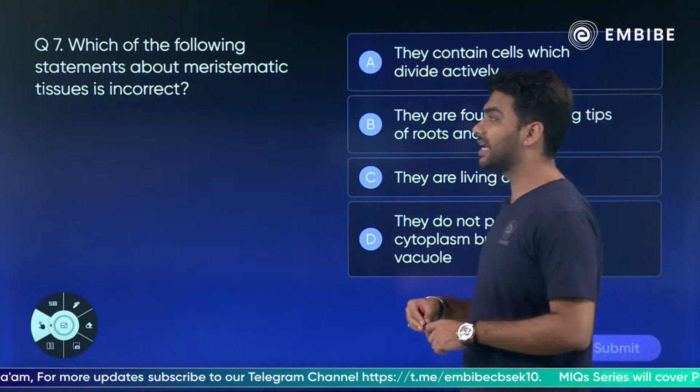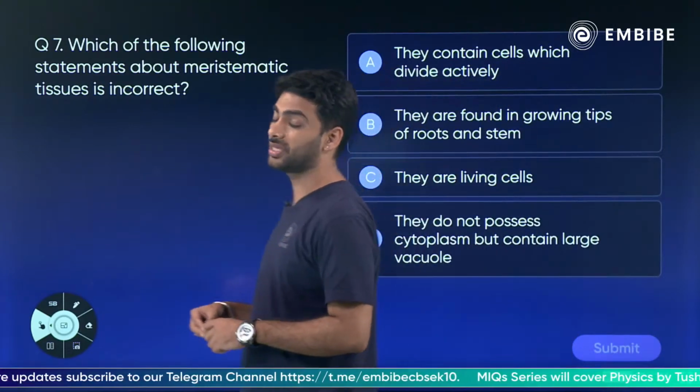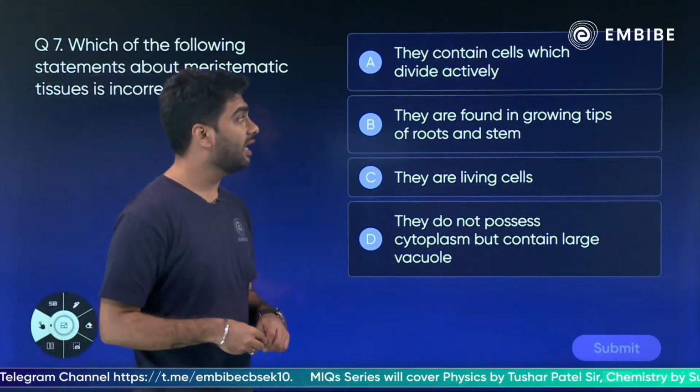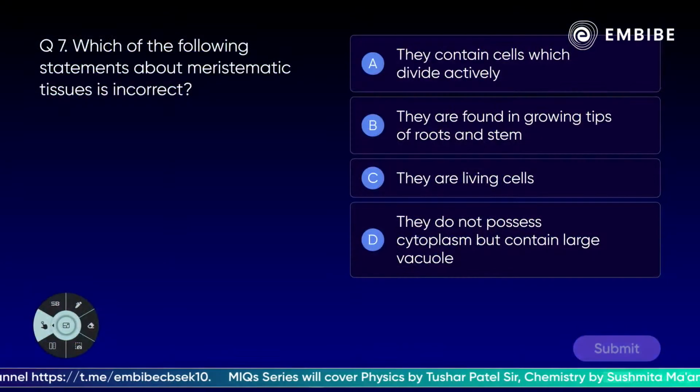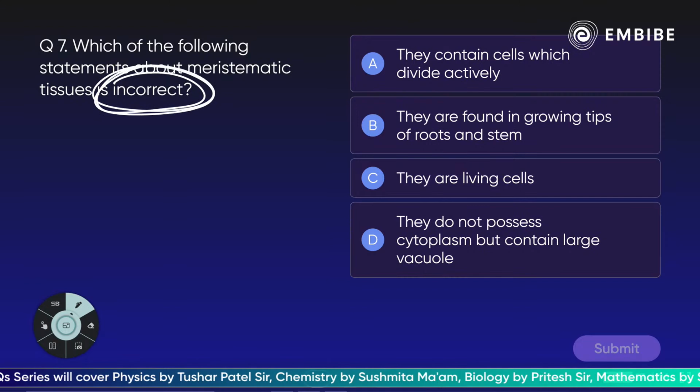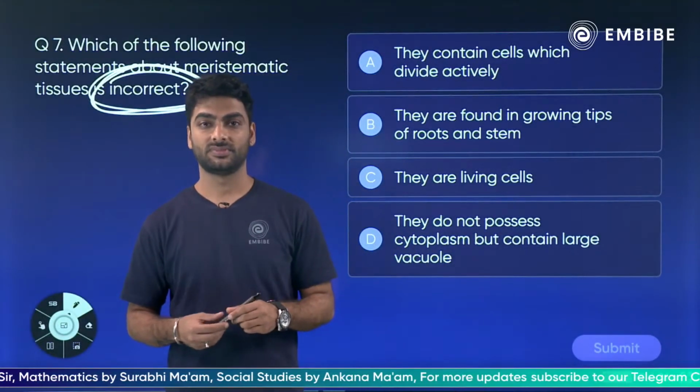Which of the following statements about meristematic tissues is incorrect? Now we are talking about meristematic tissues. ठीक है? They contain cells which divide actively. So we have to find the incorrect statement. They are found in growing tips of root and stem. They are living. They do not have cytoplasm but have large vacuole. Which of these is incorrect? ठीक है? Think and answer.